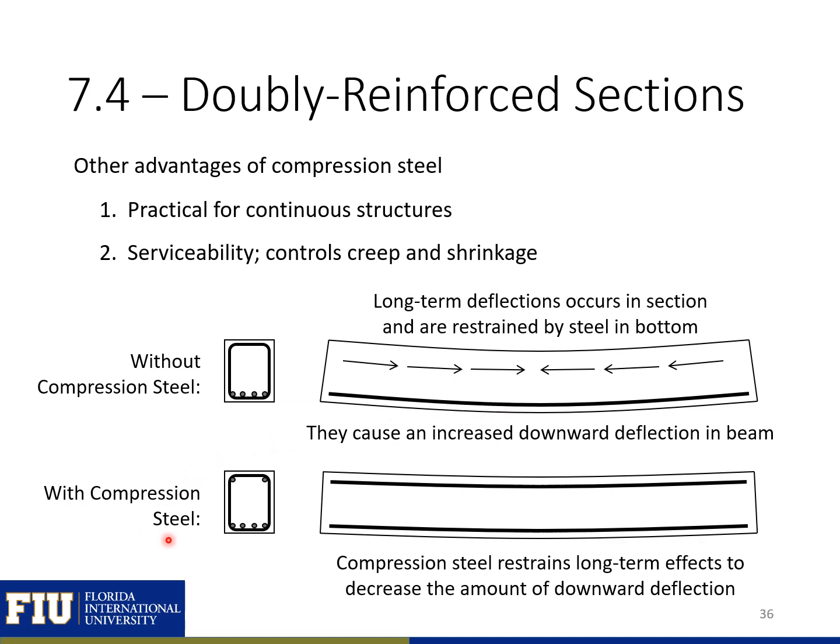When we add compression steel, the top compression steel is also going to restrain our long-term effects, our creep and shrinkage. So this is going to mean that our top has restrained creep and shrinkage and our bottom has restrained creep and shrinkage. So there won't be as much of a magnification of our long-term effects due to differential restraining in the section.